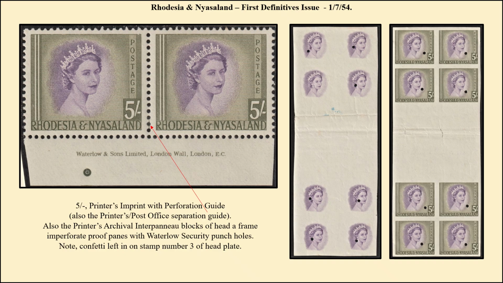Also show 2 imperforate interpano blocks of the imperforate proof panes with Waterloo security punch holes. If you look at the first one, the head plate, you'll see that the confetti has been left in on stamp number 3, which is the first time I've ever seen this.